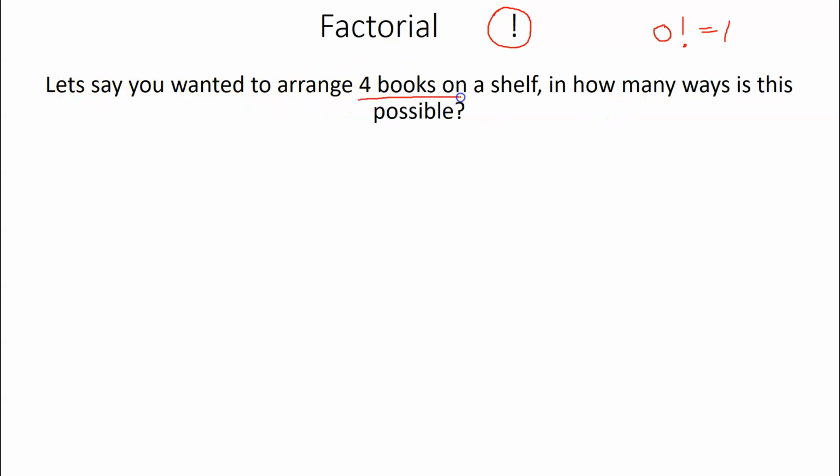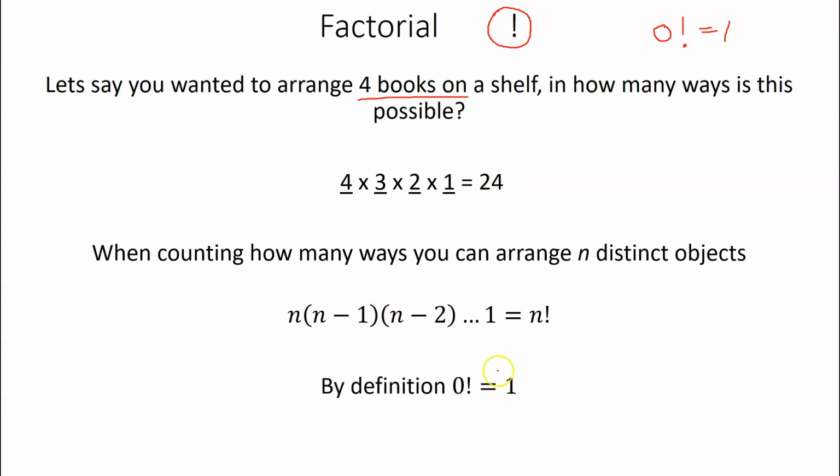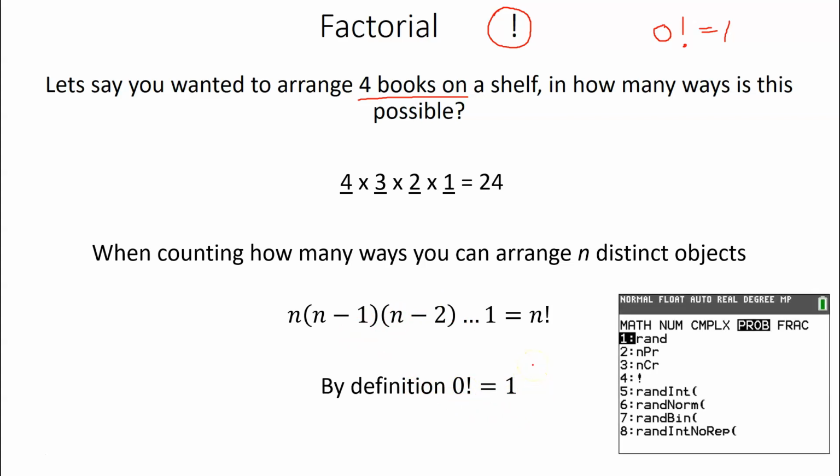So here would be an example. You want to arrange 4 books on a shelf. How many ways could you do it? Well, of course, it's 4 times 3 times 2 times 1, just like with the cars. And you end up with 24. There's the definition. Oh, and by the way, yes, I did have this here. By definition, 0 factorial is 1.